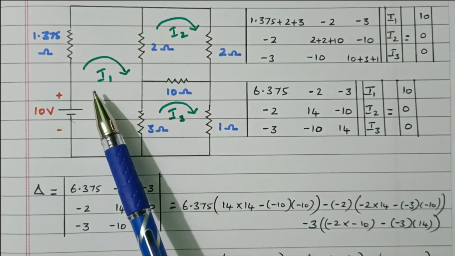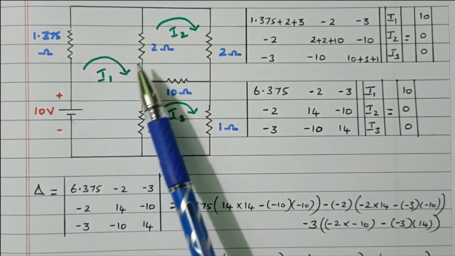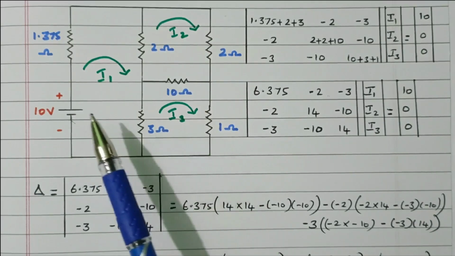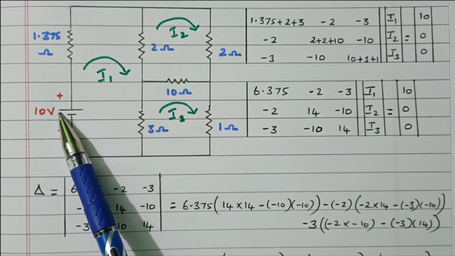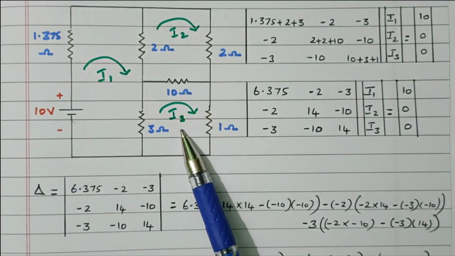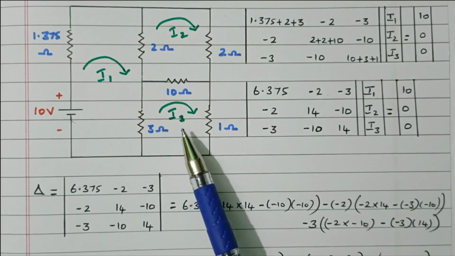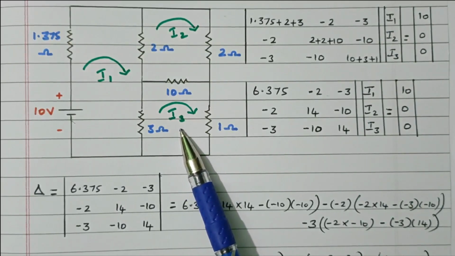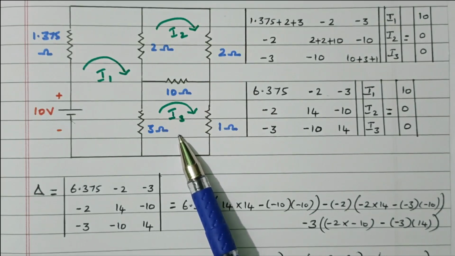After this modification, this is loop 1, this is loop 2, this is loop 3. So I3 should be 2 ampere because the voltage source is transferred to this loop, so the current available in the loop is reflected in this loop I3. So we need to verify I3 equals 2 ampere. What we got in the previous step, I3 is 2 ampere. So here also I3 should be 2 ampere. Then the reciprocity theorem is verified.